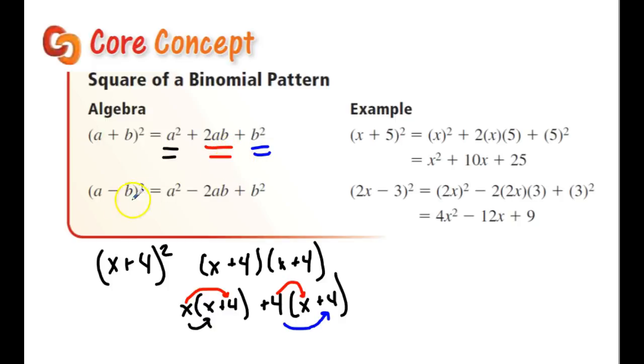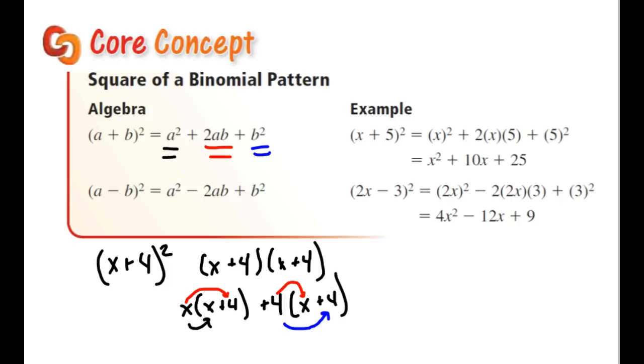The only difference you'll notice is that when I'm subtracting, I end up subtracting the middle term, the 2ab. My b squared is still going to be positive, because a negative times a negative gives a positive. So this is the only real difference that you'll see in these. Just keep that in mind.